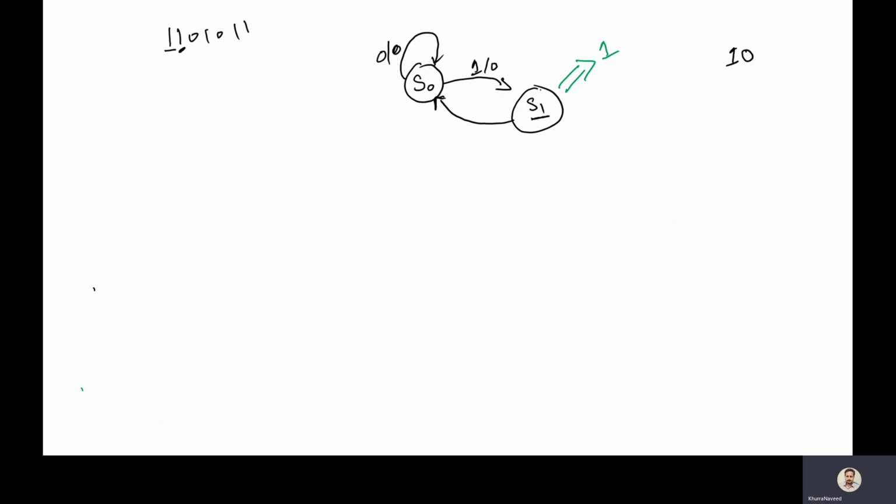So in case we are at state S0 and the input is 0, we will go back to the state S0, and the output is also 0. The output will only be 1 once we have detected all these binary digits as part of this sequence, right?